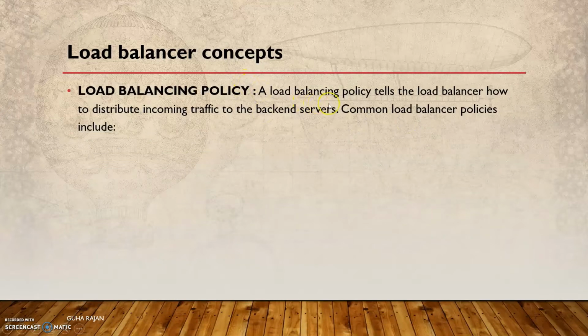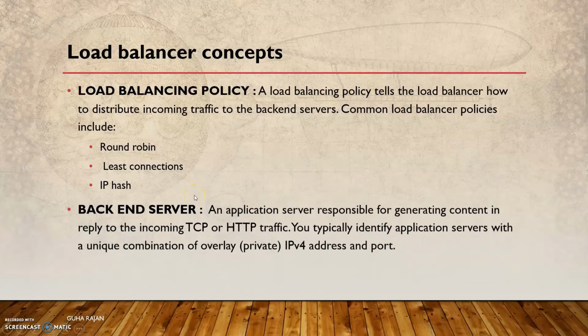Load balancer policy. A load balancer policy tells the load balancer how to distribute incoming traffic to the servers. The common ones are round robin, least connection, or IP hash. We'll also see this during the demonstration. In the OCI console itself, it gives you a brief definition of round robin, least connection, and IP hash.